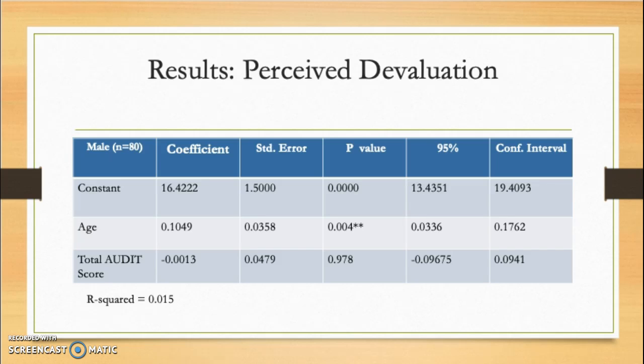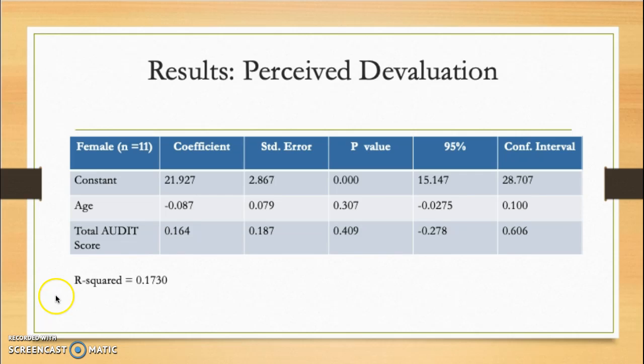For the men, for perceived devaluation in men, this was statistically predicted by age. You can see the p-value of 0.004. Also, this indicates that for every 10 years of age, the perceived devaluation score will increase in men. Women, there was no statistical significance noted.